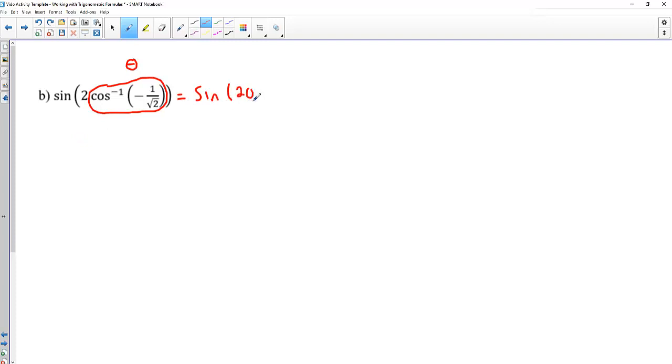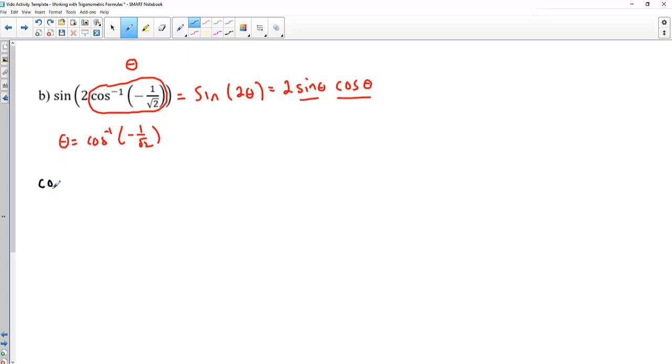And as soon as I do that, my brain says, oh, that's one of my trigonometric formulas, so I can use that. So here, down here, I'll remind myself, remember theta is equal to cosine inverse of negative 1 over root 2. And I can use one of my trig formulas that says sine of 2 theta is equal to what? Well, that's equal to 2 sine theta cosine theta. And so my goal is to figure out what sine of theta is and cosine of theta, and then I can solve the problem. So down here, I can do that because I can take the cosine of both sides.